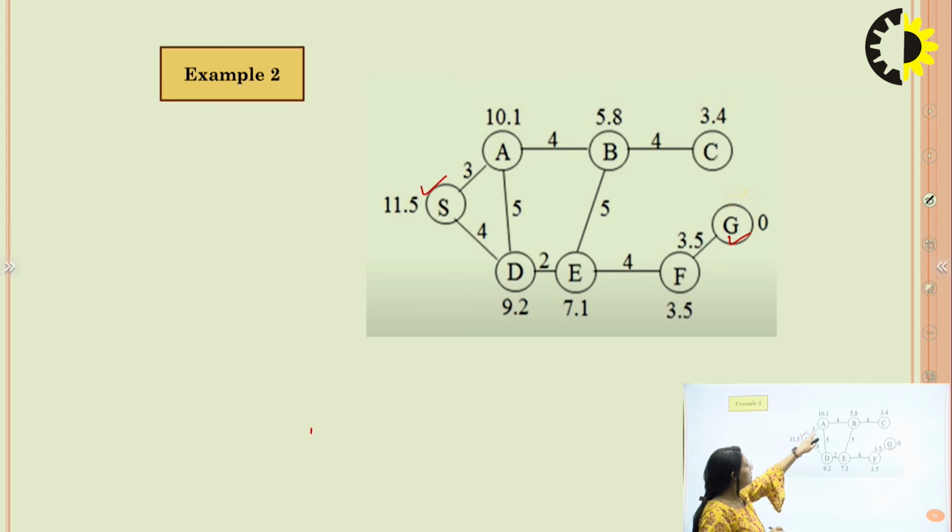Here all the integer values are basically the Gns, and all the floating point values are basically the Hn. So there is no other table. All the information is given in the tree itself. You have to reach from S to G and try to find out which path will be the optimal using the A star algorithm. So try to find it out yourself.